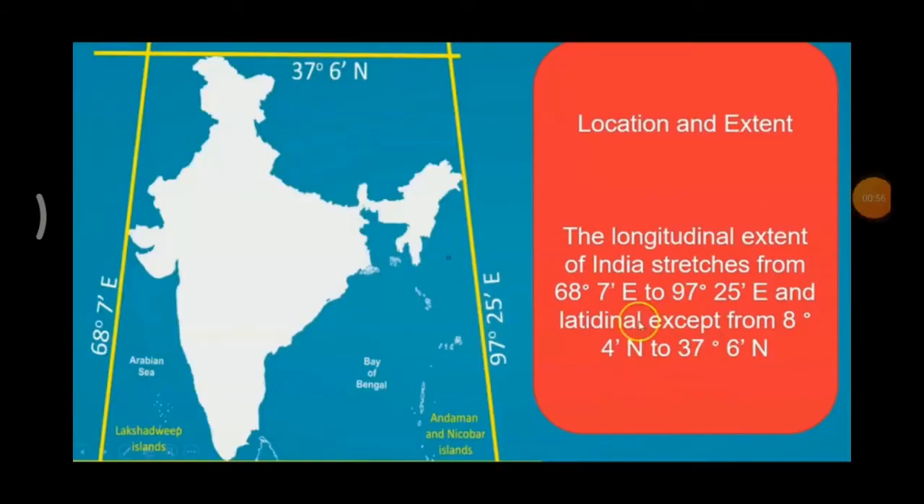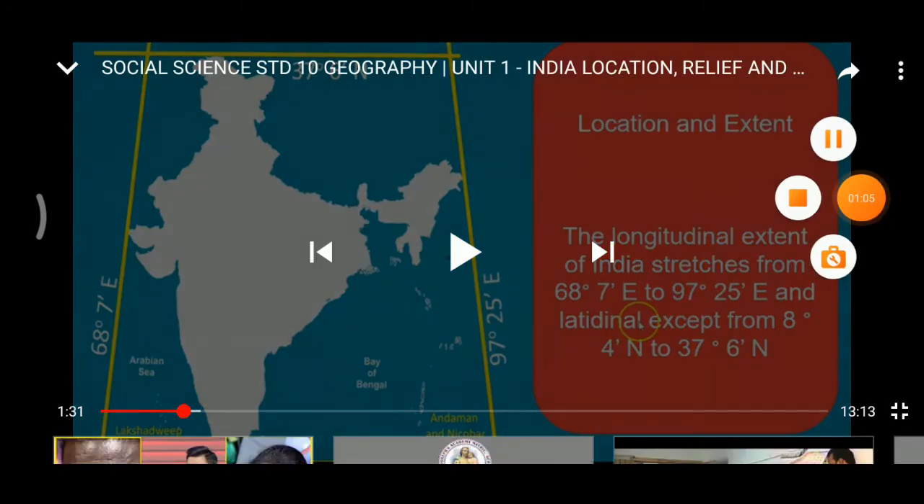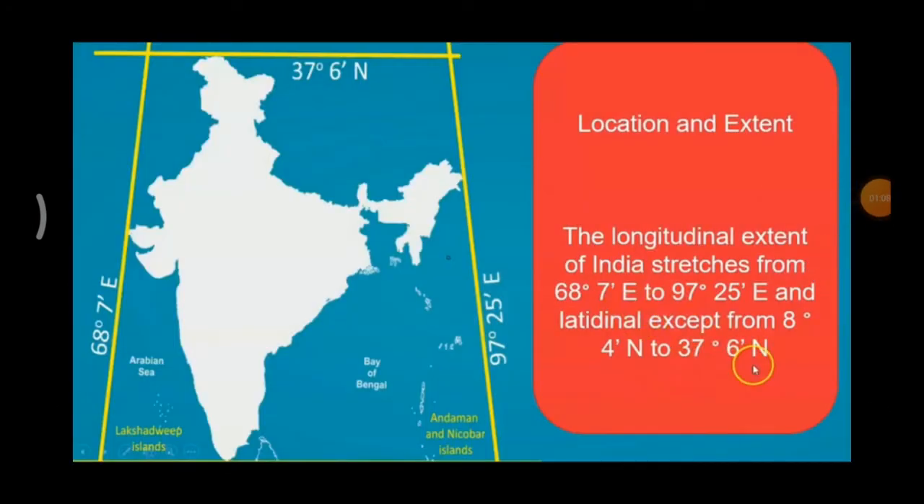Location and extent. India extends from 8 degree 4 minutes north to 37 degree 6 minutes north latitudes and 68 degree 7 minutes east to 97 degree 25 minutes east longitudes. Boys, you can take your atlas and check these degrees and minutes. In the two sides of your atlas, they mentioned these degrees and minutes. Hence, India is located in the northeastern hemisphere.